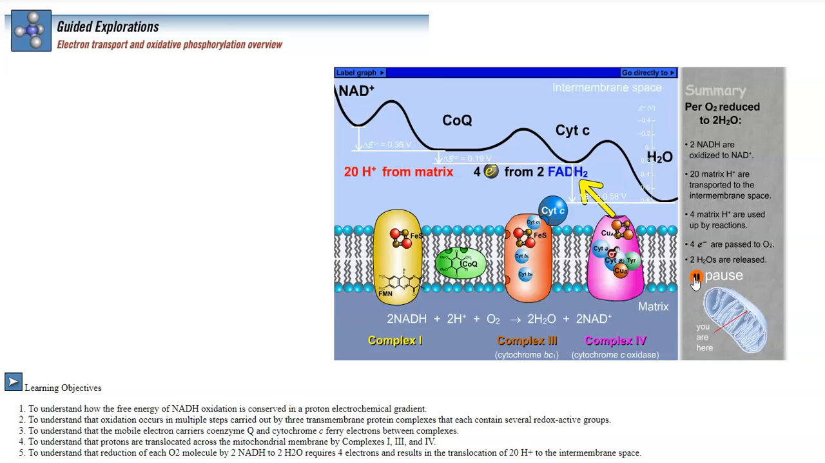The oxidation of 2 FADH2 molecules initiated by complex 2 also yields the 4 electrons necessary to reduce oxygen to water, but pumps only 12 protons out of the matrix and hence yields only about 4 ATPs.